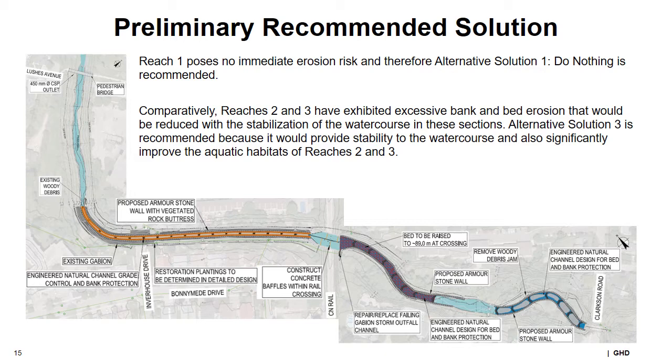The preliminary recommended solution consists of making no changes to Sheridan Creek in Reach 1 and undertaking reach scale works in Reach 2 and 3.